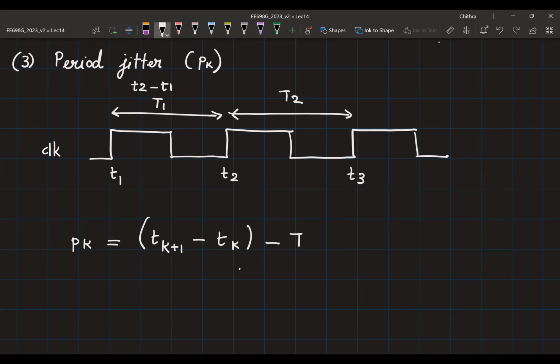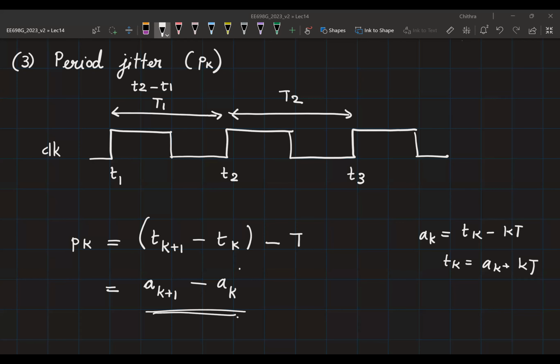Now, if you don't know what the ideal time period is, you observe it for a long time and find out what is the mean time period and subtract it from there. Now I can represent the period jitter in terms of absolute jitter. Can you try? Tk plus 1 minus Tk minus the time period. This is period jitter. Okay, so here we have looked at one cycle and then we calculated the period jitter.